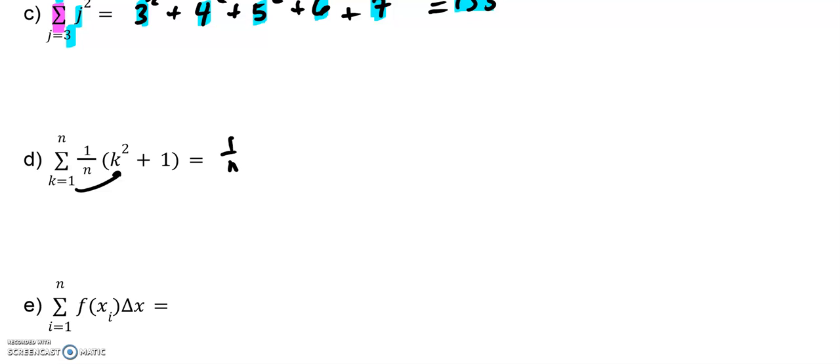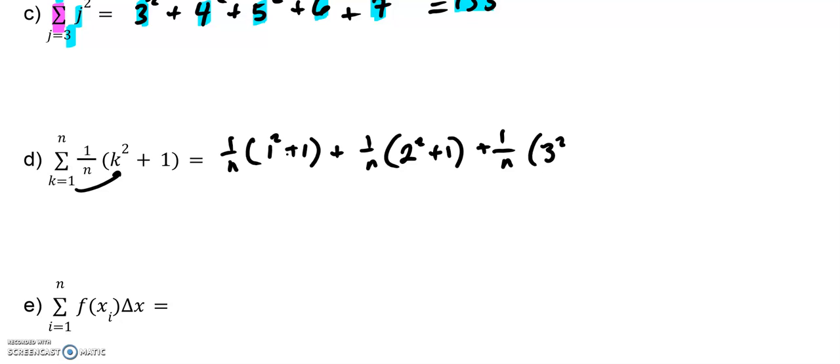So for example, it would be 1 over n times 1 squared plus 1, plus 1 over n times 2 squared plus 1, plus 1 over n times 3 squared plus 1. And you can see how this is going to go on and on and on because we don't know to what n value. So we keep going out to infinity, and it would be 1 over n times n squared plus 1. So this would be your nth term right here.